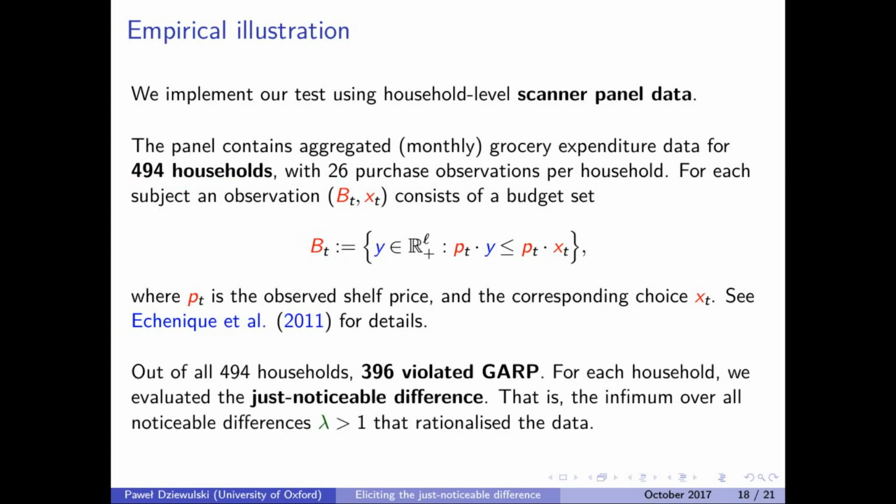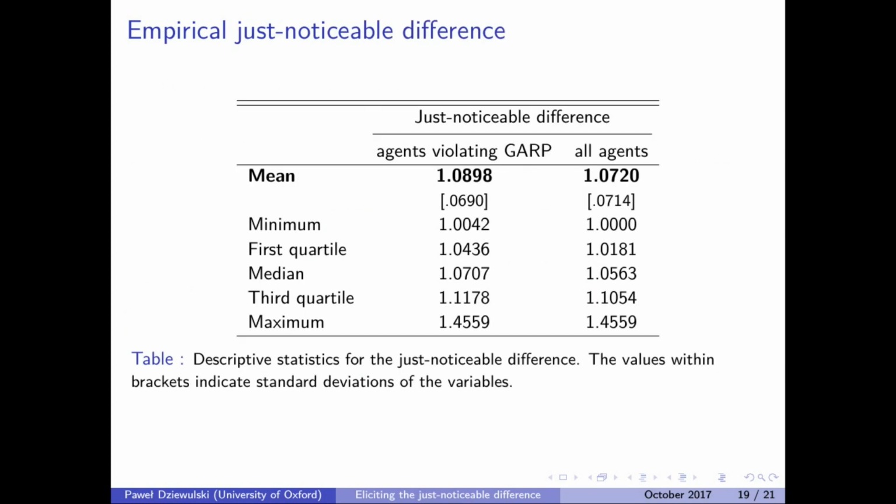In the preliminary analysis, we determined that 396 out of the 494 households violated GARP. Therefore, choices of almost 80% of the available households could not be explained with utility maximization. In our main analysis, for each household, we evaluate the infimum over all noticeable differences that could rationalize the observable choices. Henceforth, we refer to this value as the just noticeable difference. The following table summarizes our results.